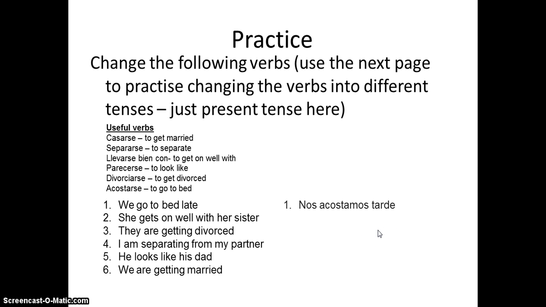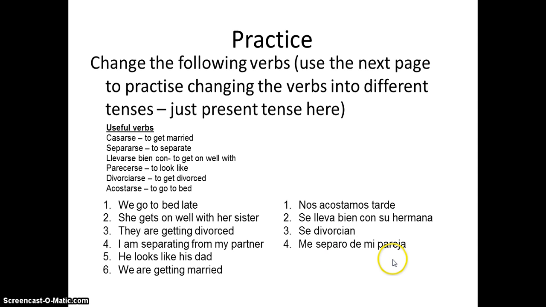Okay, so the first one should be "nos acostamos tarde". Again, if you've got the ending wrong, it doesn't matter, as long as you've got the reflexive, you understand how the reflexive works. She gets on well with her sister. "Se lleva bien con su hermana." Three, they are getting divorced. "Se divorcian." Now remember, in the present tense, you can use the present tense for they divorce, or they are divorcing, or they're getting divorced. All of those this would mean.